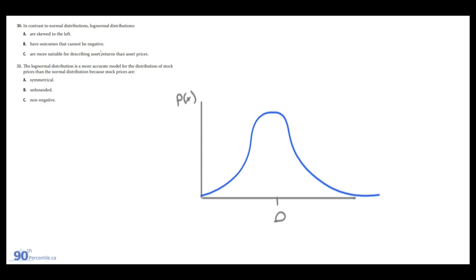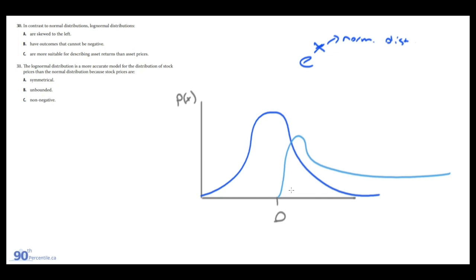In contrast to normal distributions, log normal distributions are skewed to the left, have outcomes that cannot be negative, are more suitable for describing asset returns and asset prices. So here I've drawn the standard normal distribution. So we have a mean of 0, standard deviation of 1. If you wanted to get a log normal distribution, all you would do is take Euler's number to the x, where x is the normally distributed variable. And what you would end up with is a distribution that looks like this in the light blue.